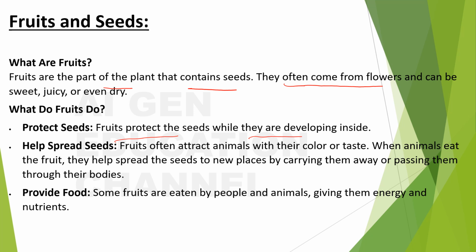Help spread seeds. Fruits often attract animals with their color or taste. When animals eat the fruit, they help spread the seeds to new places by carrying them away or passing them through their bodies. Okay, so what happens? The animals will get to eat the fruits, right? So while doing that, they often disperse the seeds to other places, in one form or the other. So fruits do help spread the seeds.